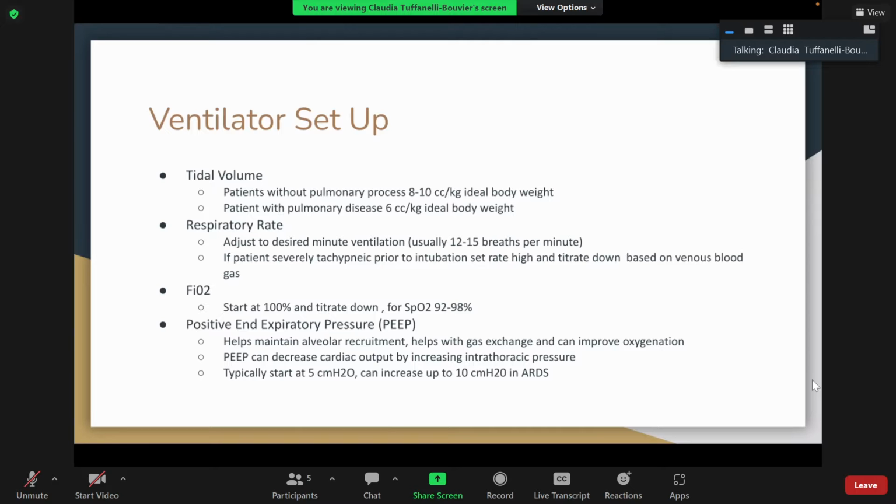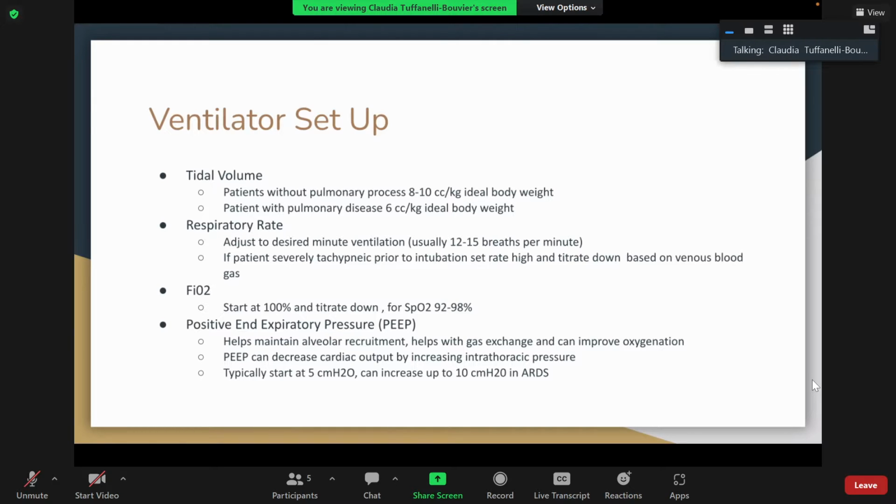But if anybody has a pulmonary disease, so you're intubating them for COPD, asthma, anything really besides the main reasons why we intubate patients, to be honest, you're going to give them lung protective settings, and those would be setting it at 6 cc's per kilogram of body weight.